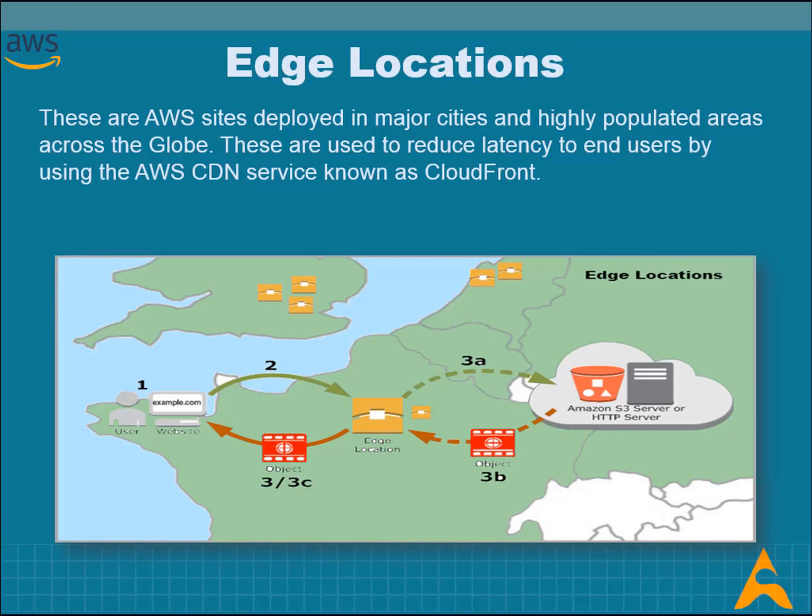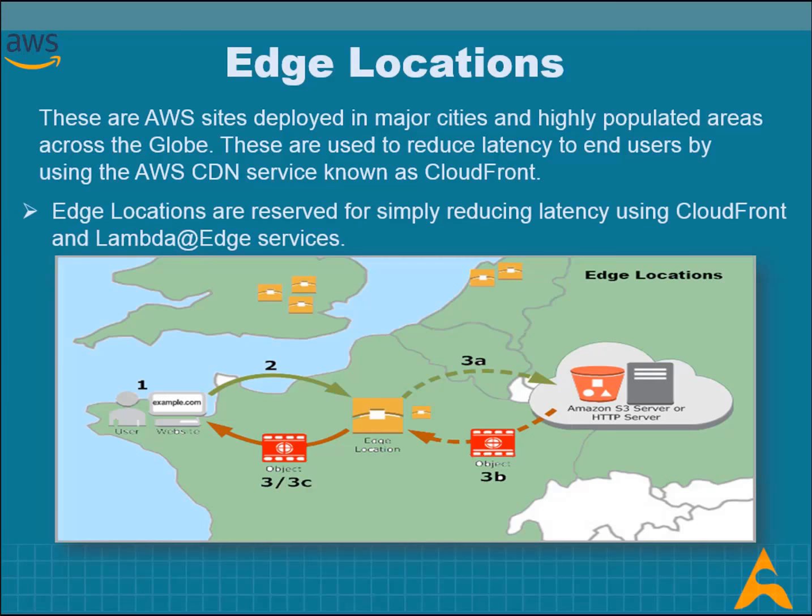You cannot deploy your typical compute, storage, and database services in edge locations. The edge locations are reserved for simply reducing latency using CloudFront and Lambda@Edge services. Edge locations serve requests for CloudFront and Route 53. CloudFront is a content delivery network, while Route 53 is Amazon's DNS service, and you can actually register domain names through Route 53. We'll talk about this in detail in our upcoming sessions.